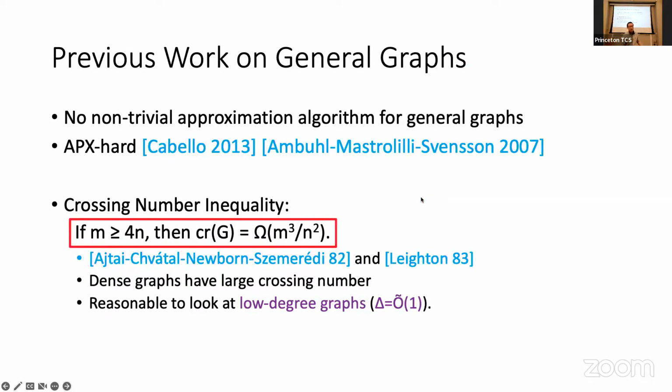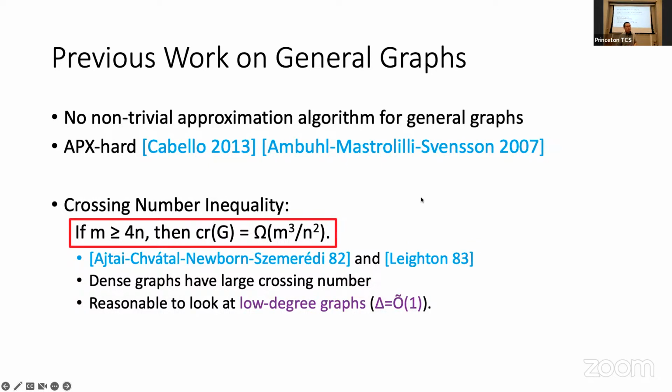Let's look at some previous work on approximation algorithms for this problem. For general graphs, no non-trivial approximation algorithm is known, which is very rare for any graph problem. The strongest hardness result is only APX-hardness: there is some absolute constant slightly larger than 1 such that it is NP-hard to approximate better than that constant.